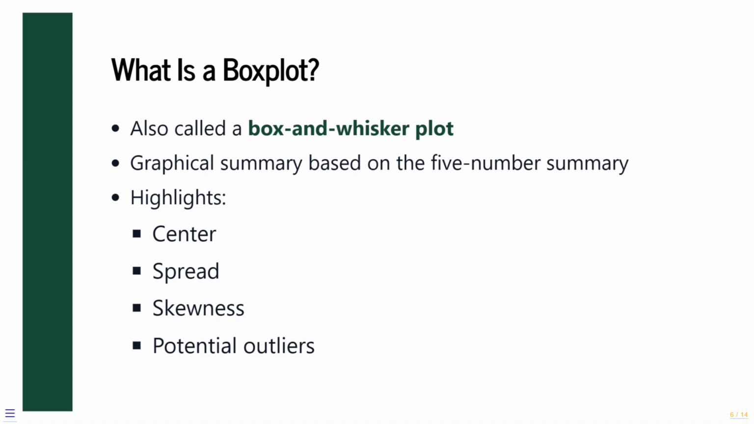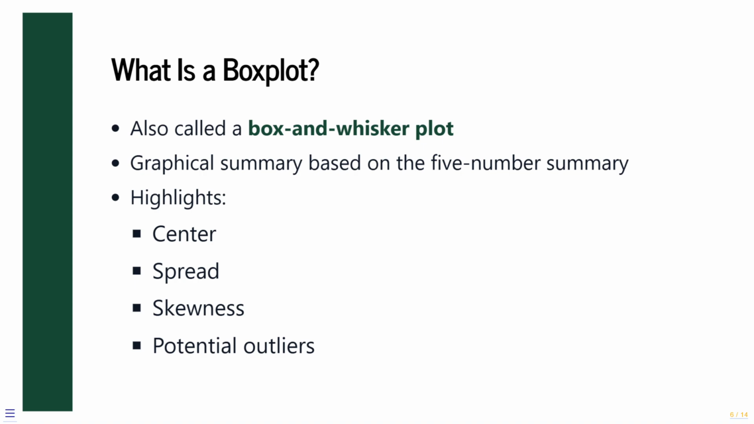Now we transition from the numerical summary to a visual summary, the box plot. A box plot, sometimes called a box and whisker plot, takes the ideas of the 5-number summary and turns them into a compact graphic. The goal of a box plot is not to show every data point. Instead, it highlights the key features of a distribution: where the center is, how spread out the data are, whether the distribution looks symmetric or skewed, and whether there may be potential outliers.